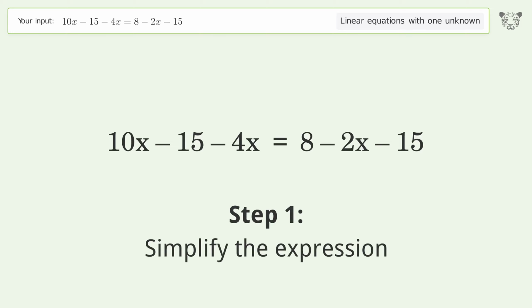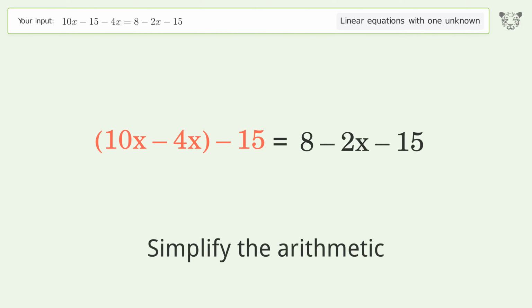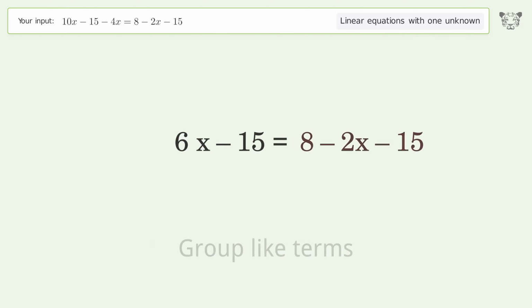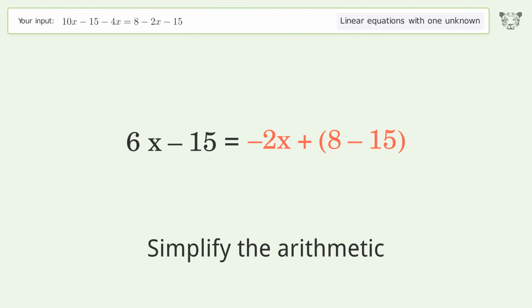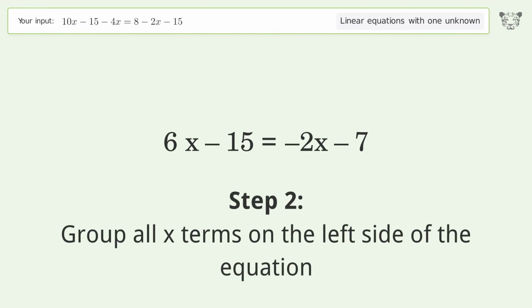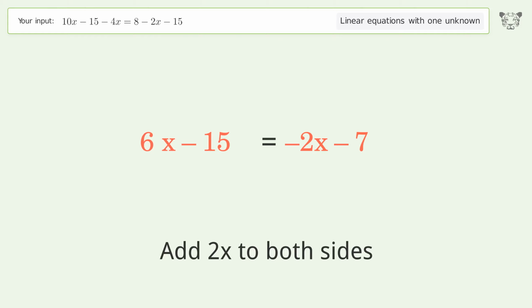Simplify the expression. Group like terms. Simplify the arithmetic. Group like terms. Simplify the arithmetic. Group all x terms on the left side of the equation. Add 2x to both sides.